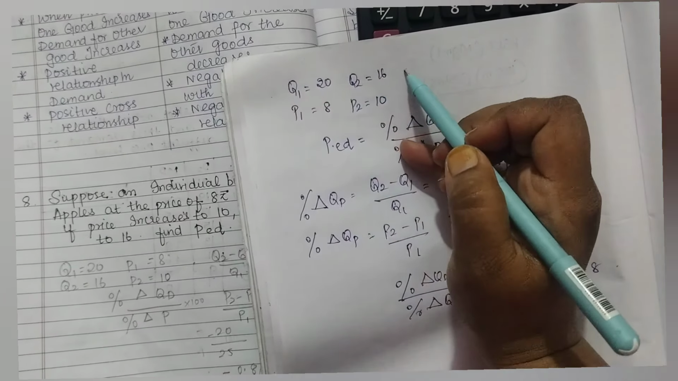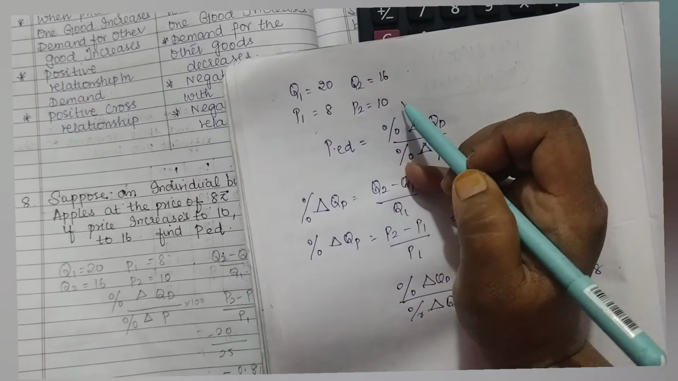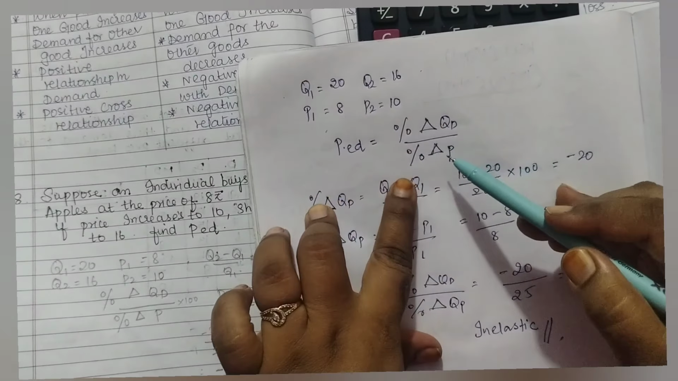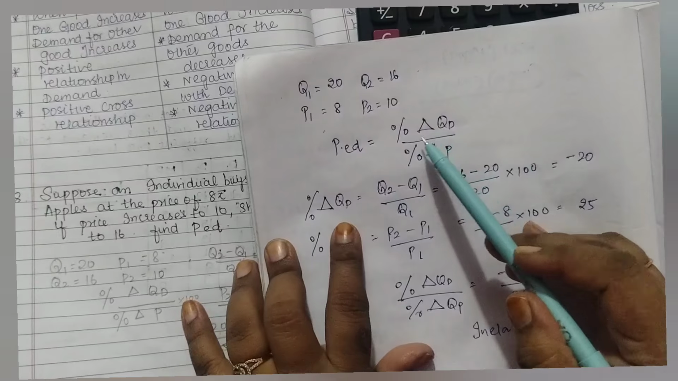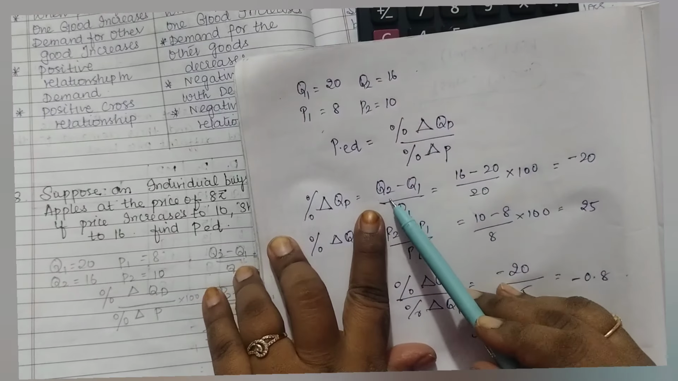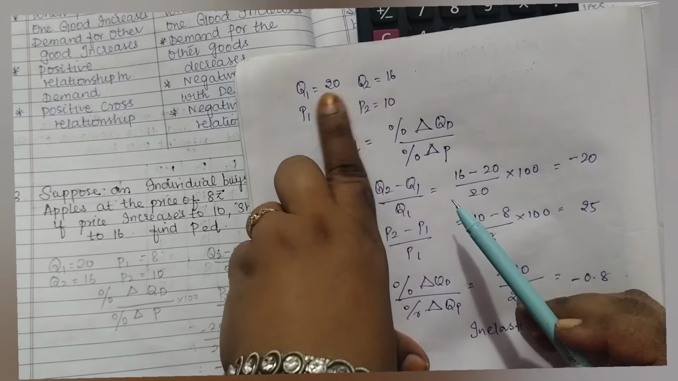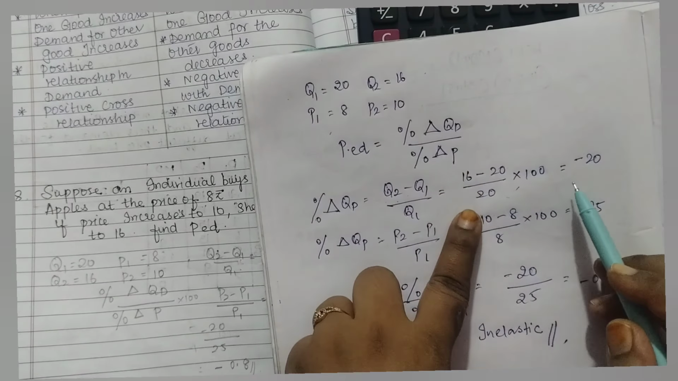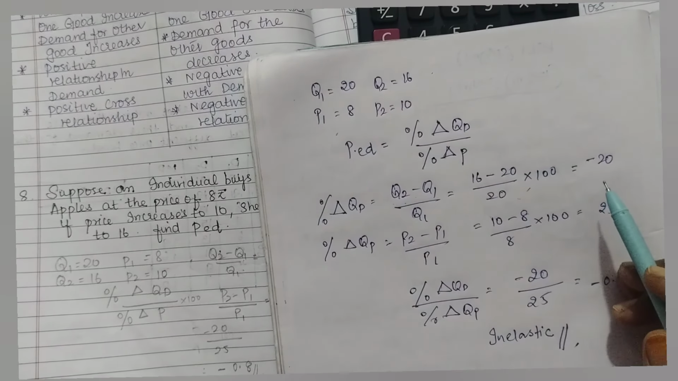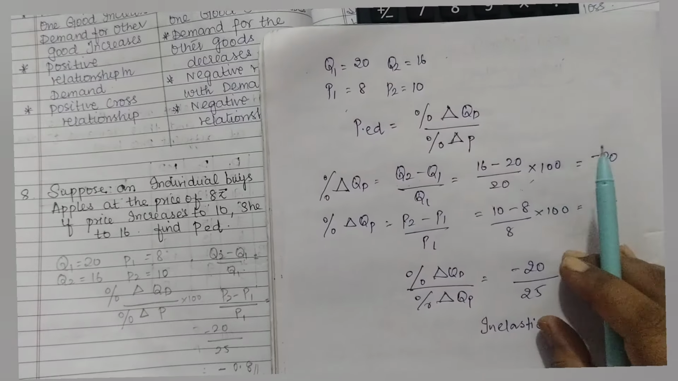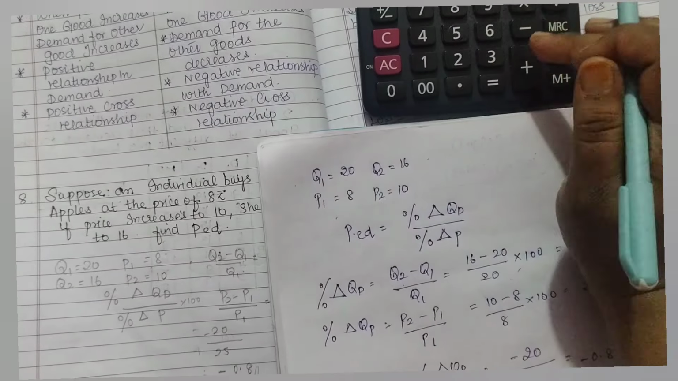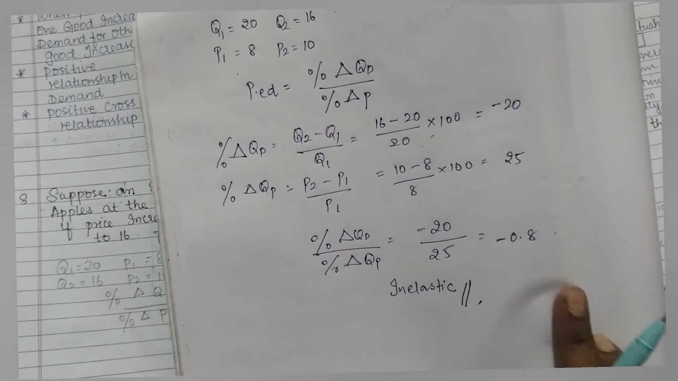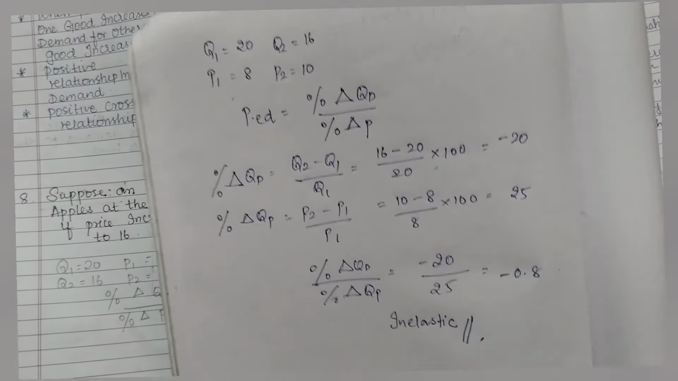Q1 is 20, Q2 is 16, P1 is equal to 8, P2 is equal to 10. So percentage change in QD divided by percentage change in price. In order to find the change in QD, the formula is Q2 minus Q1 divided by Q1. The difference is minus 4, so minus 4 divided by 20, into 100. Minus 20 divided by 25, we are getting minus 0.8, which is inelastic.